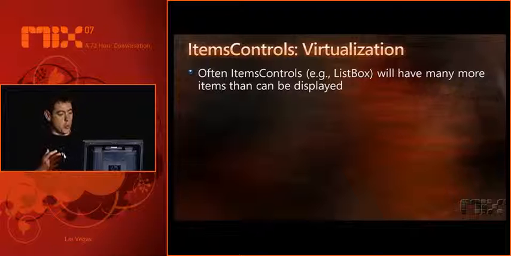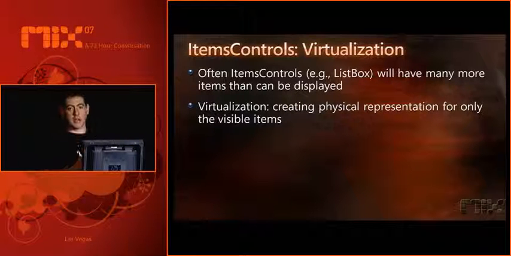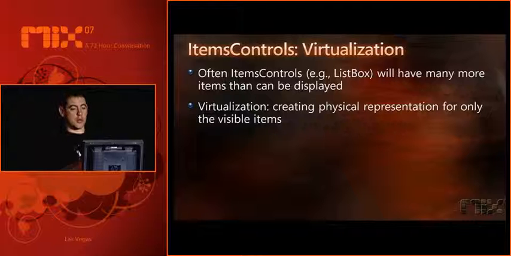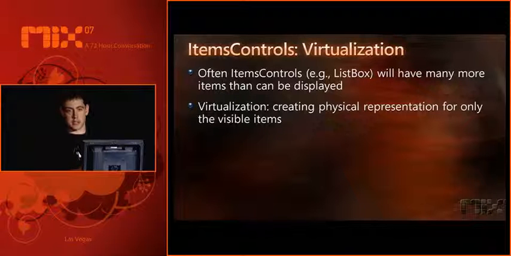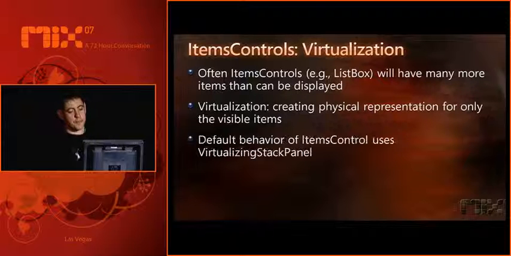So what the items controls do is they create a physical representation for only the items that are visible. And so if the list box is only 20 items high, you're going to use the memory for 20 items, and that's it. The rest of the data is just data, it's not actual physical items.